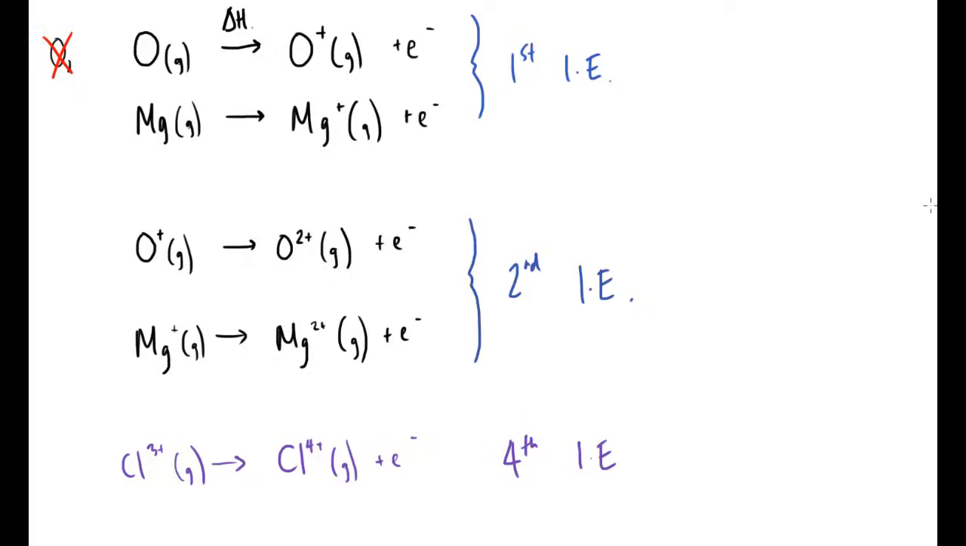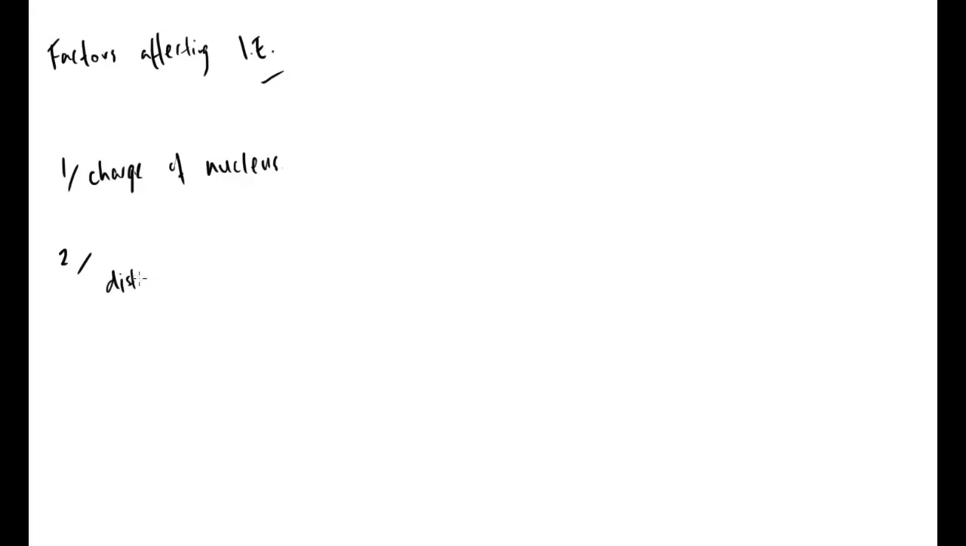Okay, so the next thing they like to do, they like to talk about various trends and factors that change your ionization energy. There are really 3 factors that will affect the ionization energy, and they are as follows. We have the charge of the nucleus, we have the distance from the nucleus, and finally, you may have guessed it, we're going to have shielding. So these 3 things affect the ionization energy, and they do so because of the following.